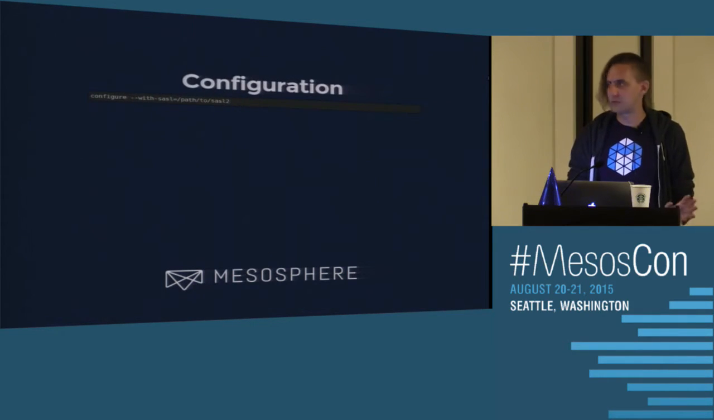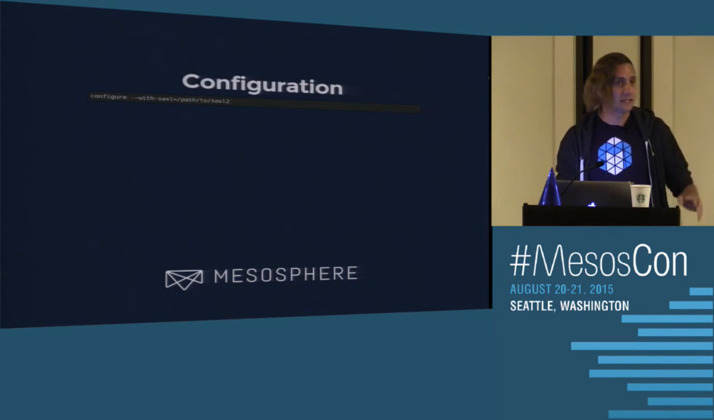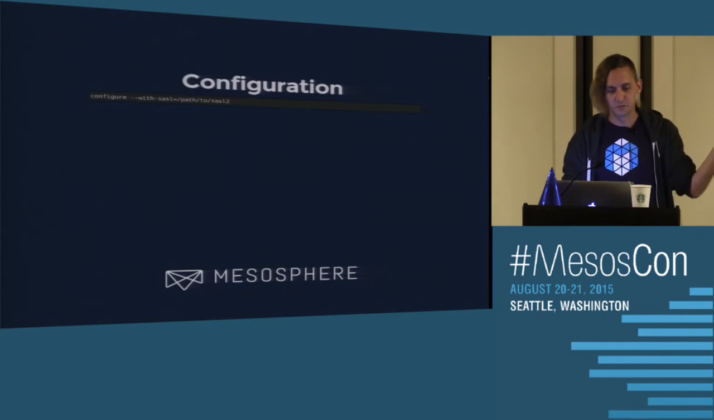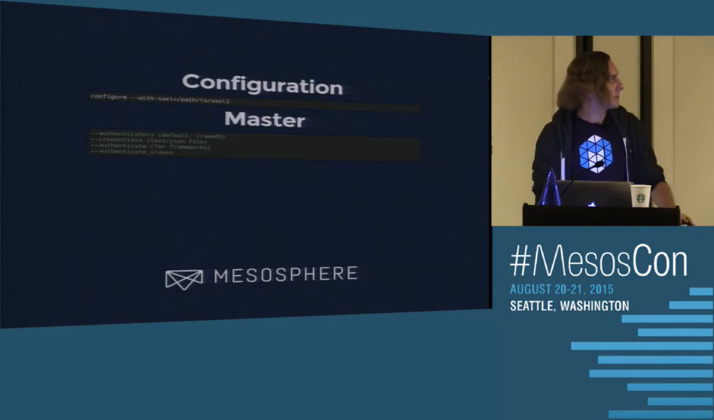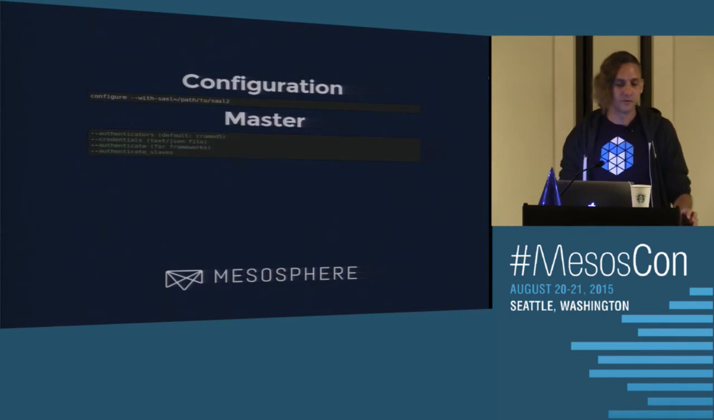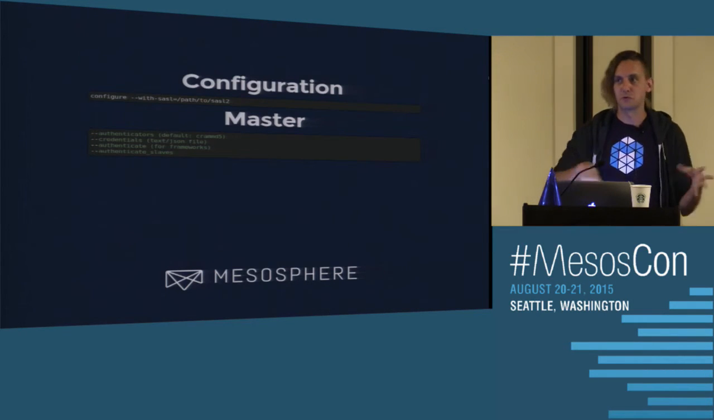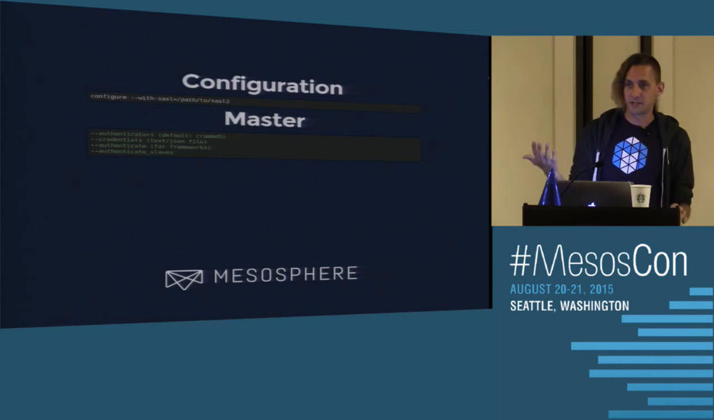So it's pretty straightforward to configure. Maybe SASL can be auto-detected, and in which case you don't need to do anything differently. Otherwise, you can do --with-sasl and point it to your SASL location. On the master, there's several flags you can use. By default, we use the CRAM-MD5 authenticator. If you have modules for others, you use the --modules flag to load those, and then you can use the --authenticators flag to specify an alternate authenticator.